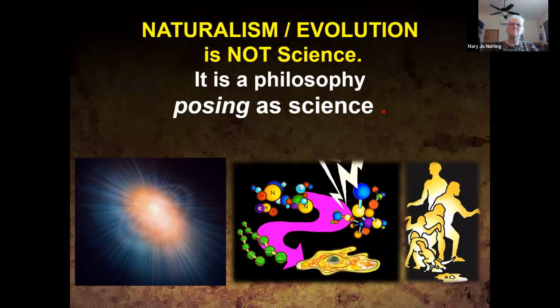But naturalism and evolution are not science. Naturalism and evolution, by the way, are both philosophies, or evolution is a part of a naturalistic philosophy that's posing as science. We're always told in schools and in the media and so on that evolution is scientifically proven fact. Well, really it isn't, because in the first place, you could never really go back and demonstrate it by totally scientific means.